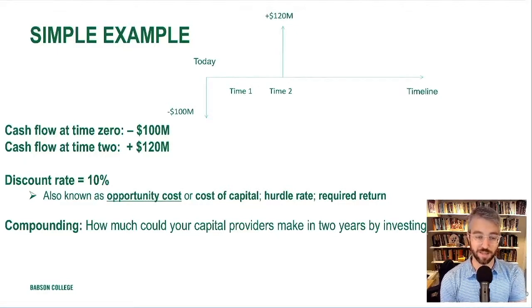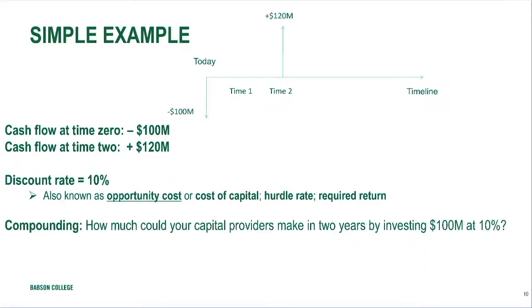So think about the idea that investors require a 10% return per year to compensate them both for not liking to wait to get their money back and for the risk that they're taking on. So one question that we might ask is, how much would the firm's investors have been able to earn if they had, instead of putting their $100 million into the project, put it into something else that could earn that 10% discount rate?